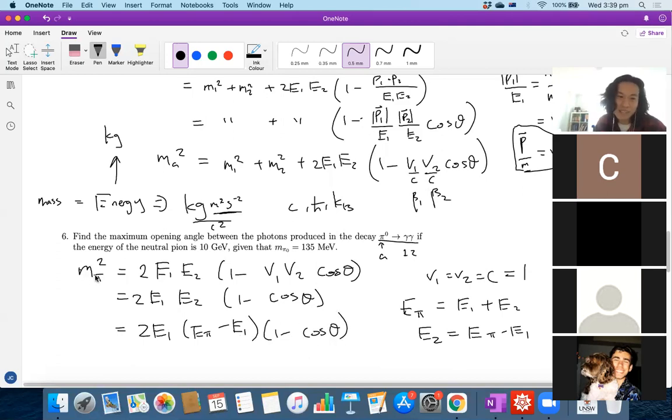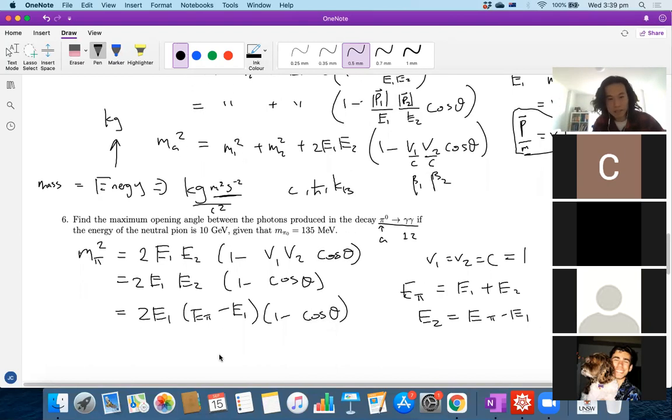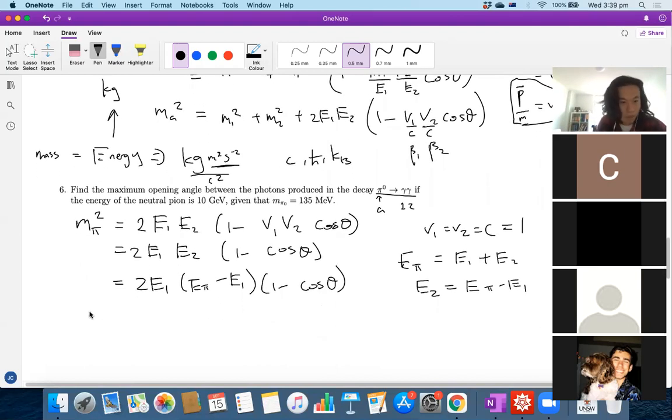Okay, and this is a given number. I have one free parameter, which is E1, and I want to determine the maximum angle. So I want to rewrite this as cos theta as a function of energy, so I can work out at what energy I get the maximum angle. So do a bit of algebra. Hopefully I don't have to go through this step by step, so I'm just going to tell you the answer: 1 minus m pi squared divided by 2 E1 times (E pi minus E1).